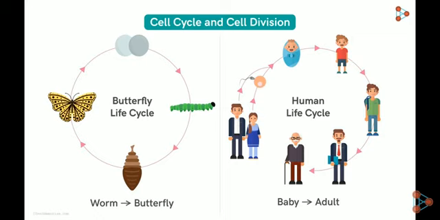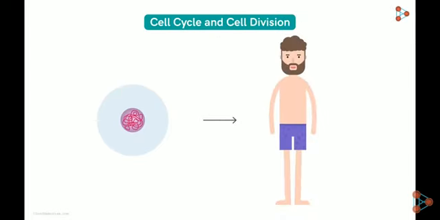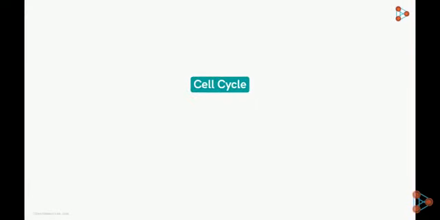We all know that each multicellular organism begins life in the form of a single cell. So how does a single cell get transformed into a large organism? To comprehend this, let's understand the concept of a cell cycle and cell division. Let's begin with their definitions.